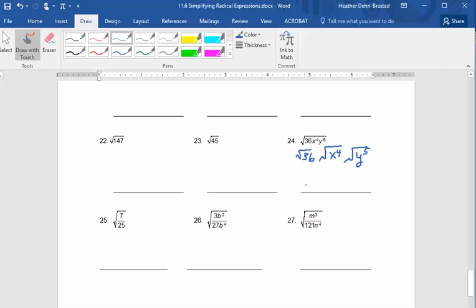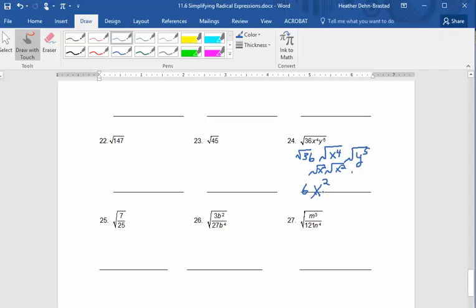Well, the square root of 36 is just 6. The square root of x to the 4th, well, you could write that as the square root of x squared times the square root of x squared. Or you could say, it seems to be a pattern that if you have an even exponent and you take the square root of it, all you have to do is take half of that exponent. And that's true. So this is going to be 6x squared. Or you can break it into x squared times x squared, square root of both of those, and then the square root of x squared is x, and the square root of x squared is x. So we have x times x, which is x squared again.